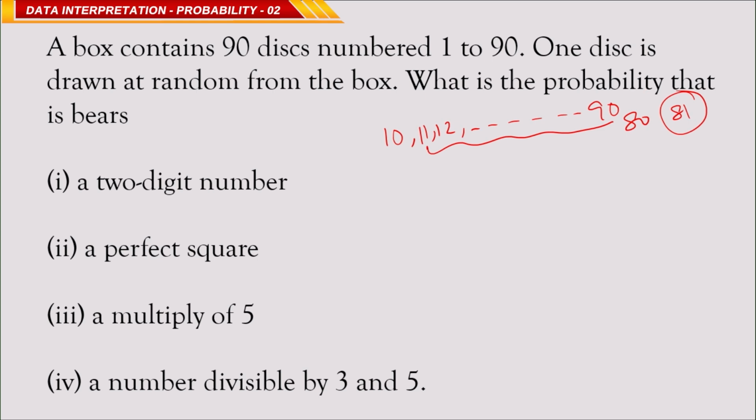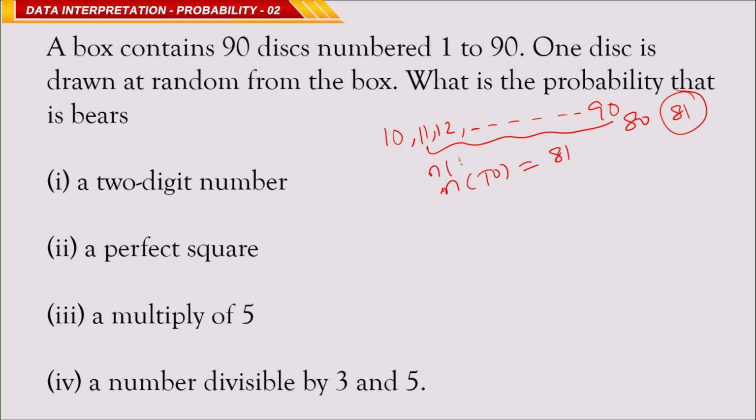So, there are 81 2-digit numbers. From 1 to 9 there are 9, and the rest of the numbers are 2-digit numbers. Obviously, 90 minus 9 is 81, it is very clear. So, the total outcomes for a 2-digit number, n of total outcomes, is 81.